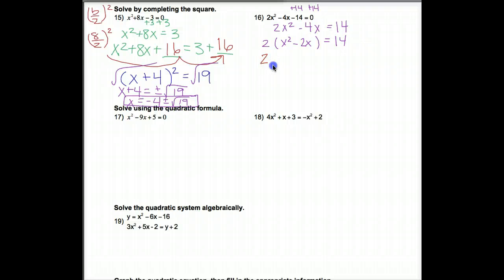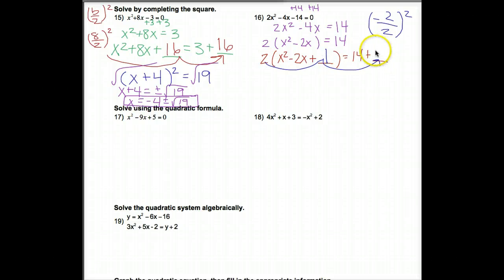So this one goes inside the parenthesis, the other one on the other side of the equals. So now fill in the blank. So here's my b. b is -2, so -2 over 2 squared. So -1 squared is 1. And then multiply 2 times the 1 to give you 2 over here.